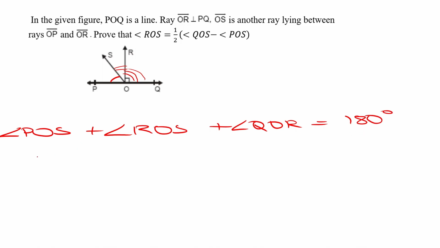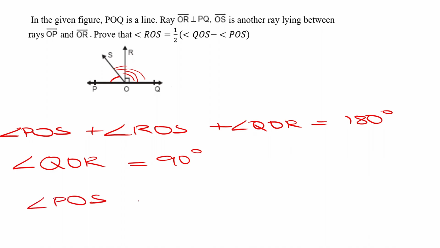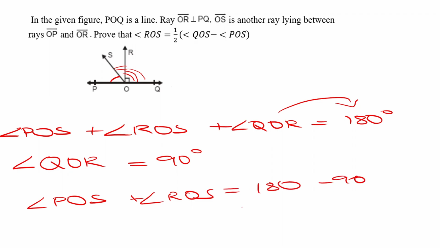Next, we understand that QOR is perpendicular, so QOR is equal to 90 degrees. So can we say POS plus ROS, taking this to the other side, is equal to 180 minus 90, giving us 90 degrees? So POS and ROS, the sum of these two together, give us 90 degrees. This is the statement that we have got till now.